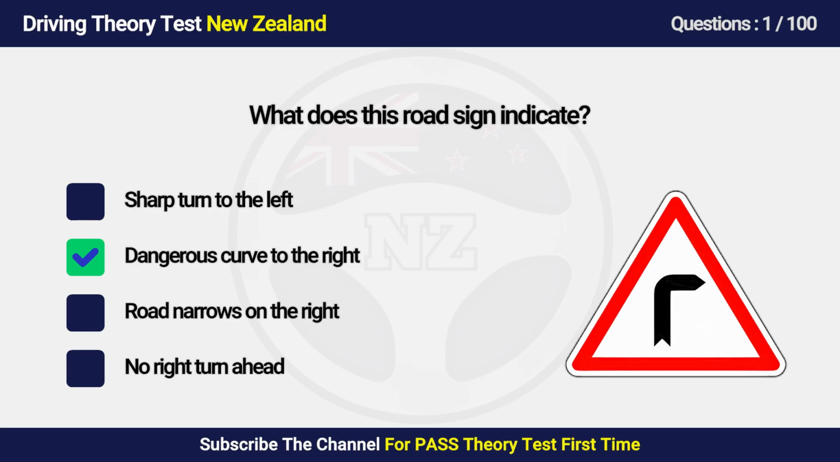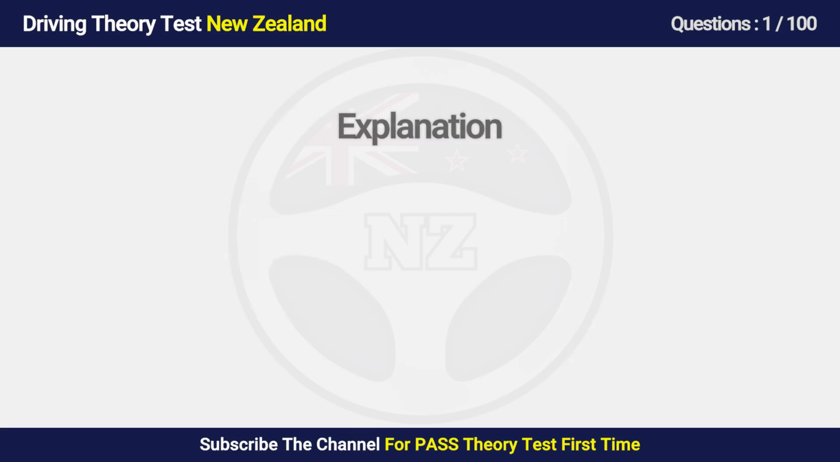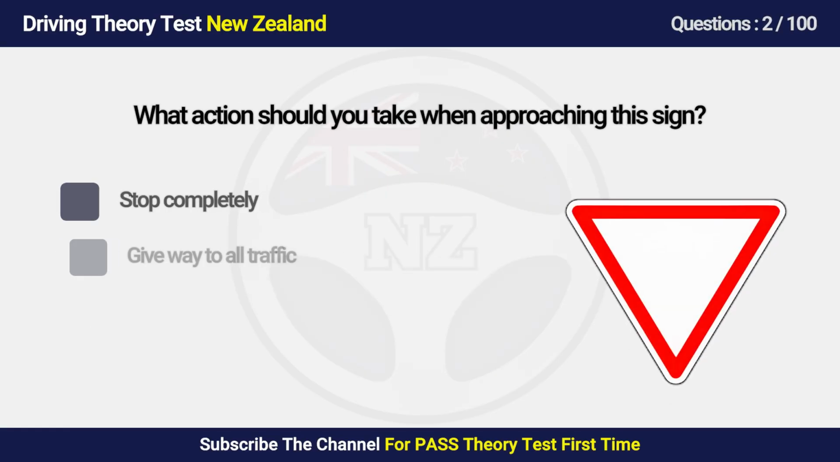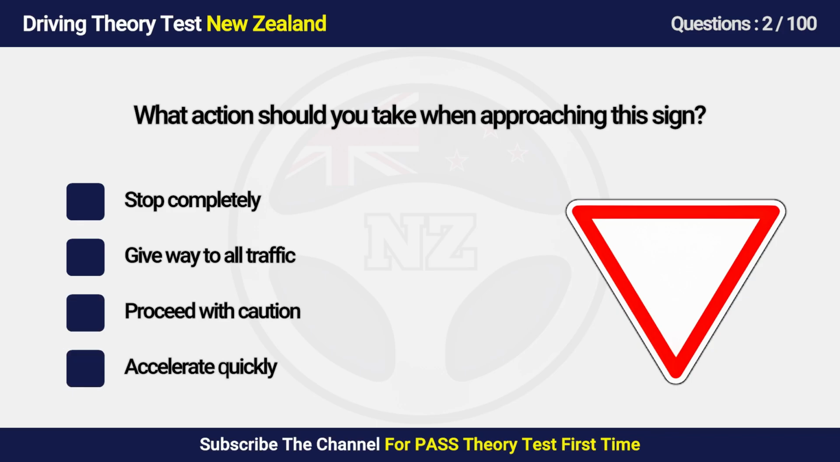Answer is B. Dangerous curve to the right. This sign warns drivers of a dangerous curve to the right ahead, requiring reduced speed and increased caution. Question 2. What action should you take when approaching this sign? A. Stop completely. B. Give way to all traffic.